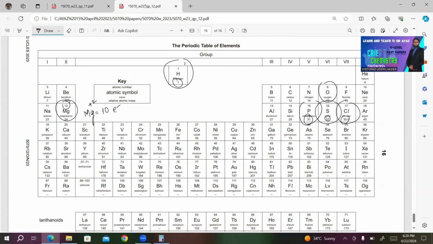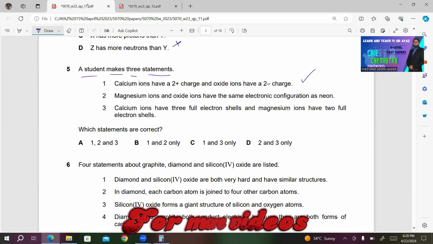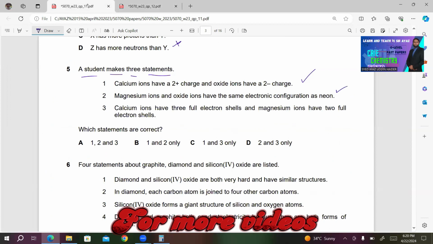What about oxygen? Oxygen has 8 electrons. So after gaining 2 electrons, it will acquire a 2 minus charge. Now it will also have 10 electrons. Both of these have acquired the electronic configuration of neon. Here is neon. 10 is the proton number of neon, which means it has 10 electrons. So this statement is also correct.